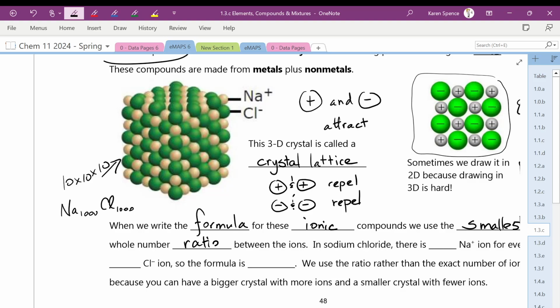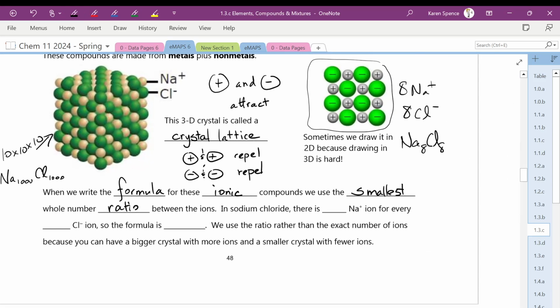If it was 2 to 1, we would write Na2Cl, okay? So we just write the simplest whole number ratio. So in sodium chloride, there's 1 Na for every 1 Cl, so the formula is NaCl. There's no point in putting actual numbers in there.